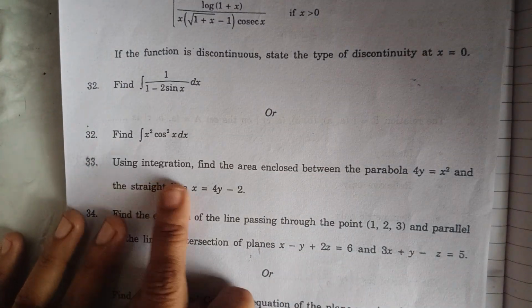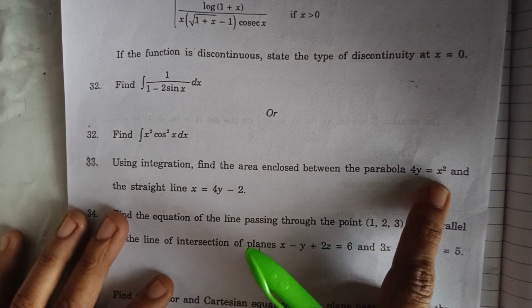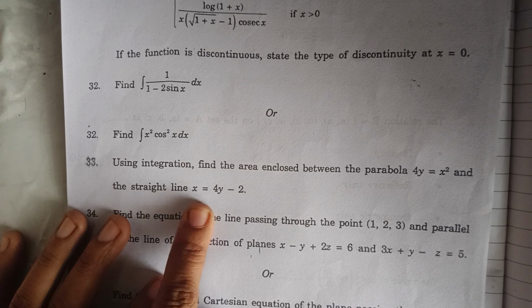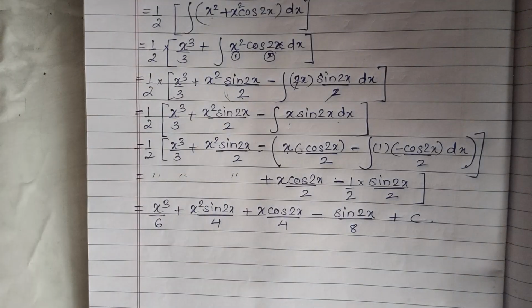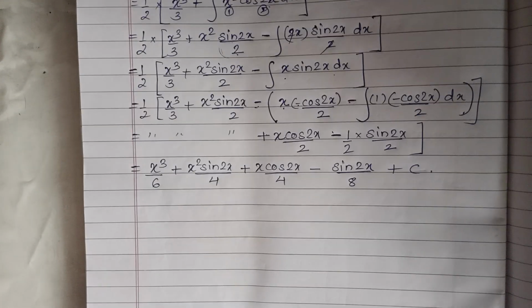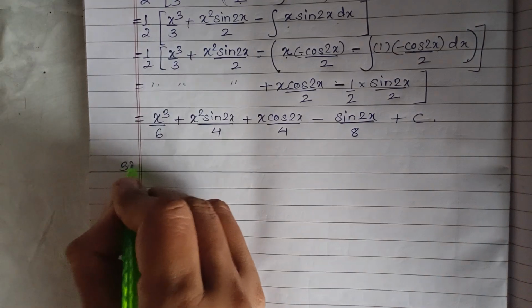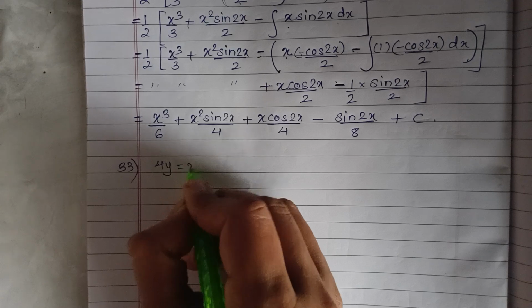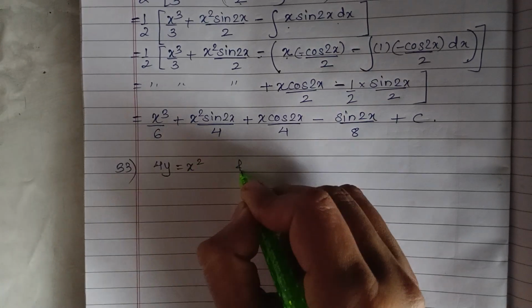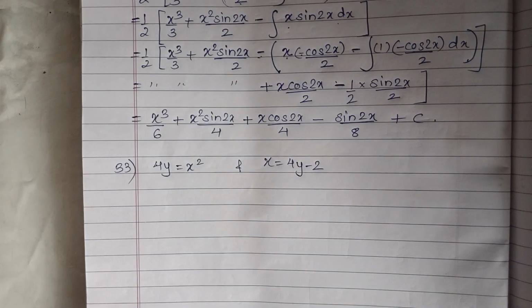Next question. Using integration, you have to find the area enclosed between the parabola 4y equal to x square and the straight line x equal to 4y minus 2. So the equation of the parabola is 4y equal to x square and the equation of the line is x equal to 4y minus 2.